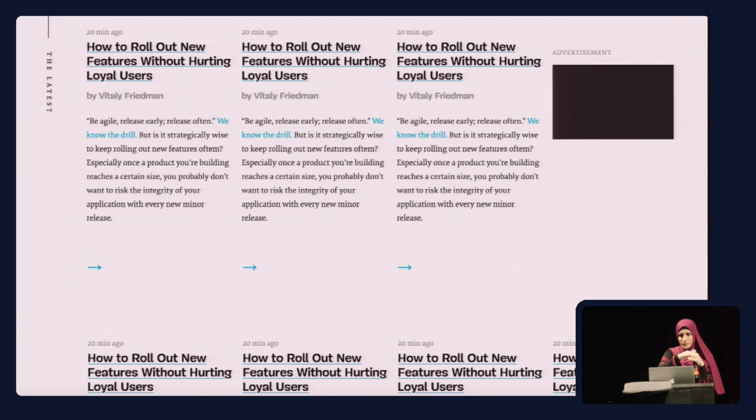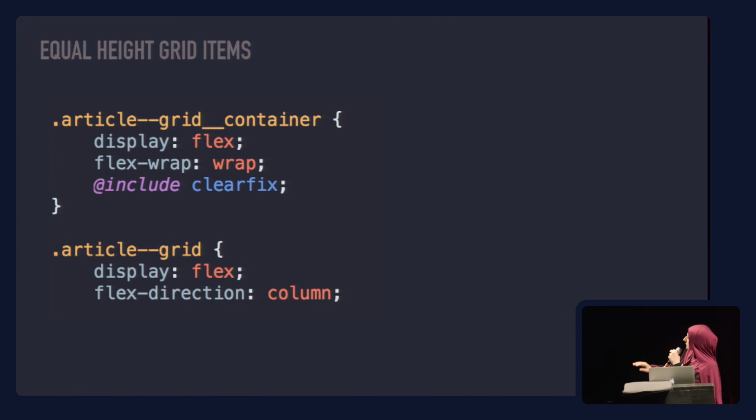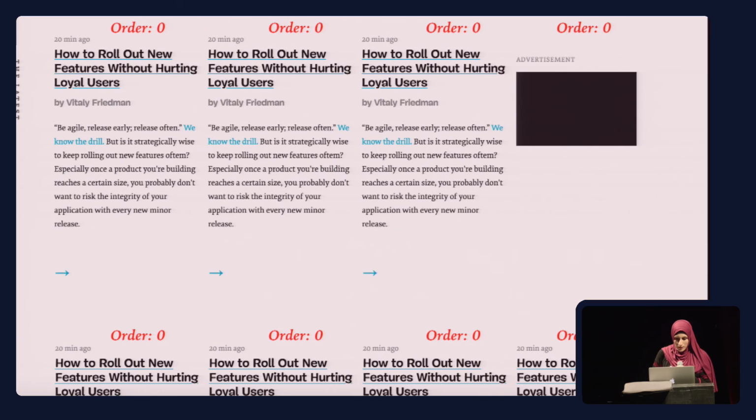So in order to make sure that the grid was still perfect, sort of, and they all had the same height, you give the container display flex and flex wrap so that the items wrap, otherwise they would just be one row. And then for each item you give display flex, which causes it to stretch, and then flex direction column so that the contents of that element do not change. And then using order, we can change the position of the ad in the grid so that it is always positioned at the top right.